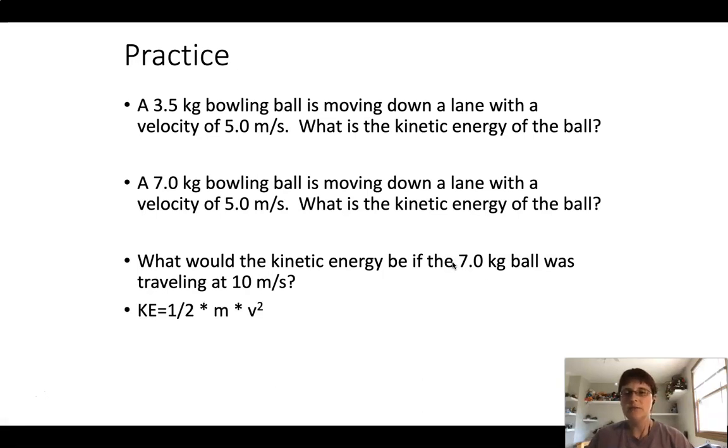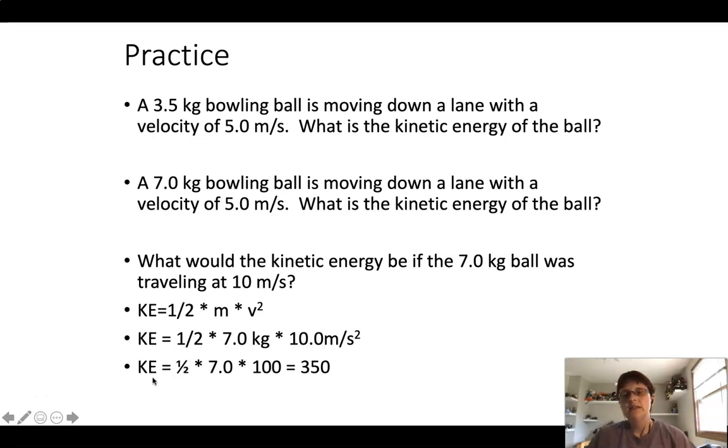Again, same equation. So now we've got 1/2 times 7 kilograms times 10 meters per second squared. So instead, we've got 1/2 times 7 times 100. And when you multiply that out, that gets you 350 joules.